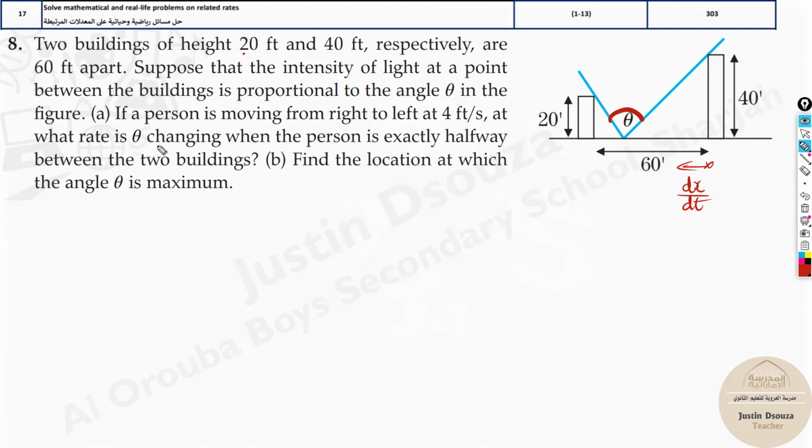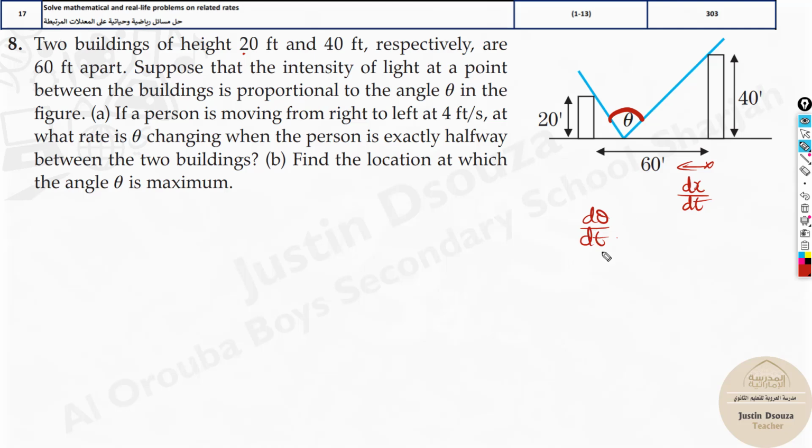At what rate is theta changing when the person is exactly halfway between the two buildings? Now, when the person is exactly halfway, that is 30 feet, what is the rate of change of theta, d theta by dt? Now, this is what we need to solve. But we have nothing over here. Everything is with respect to x, right? This is distance. We don't have much to solve d theta by dt directly.